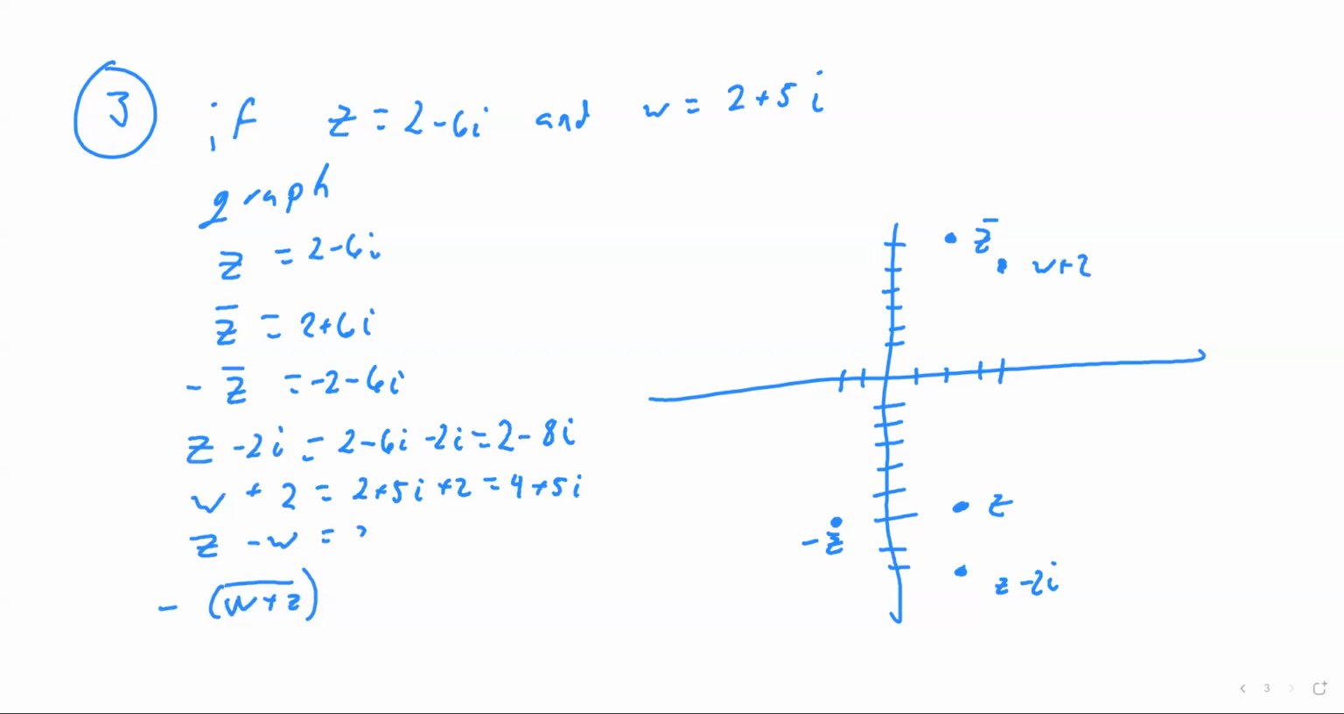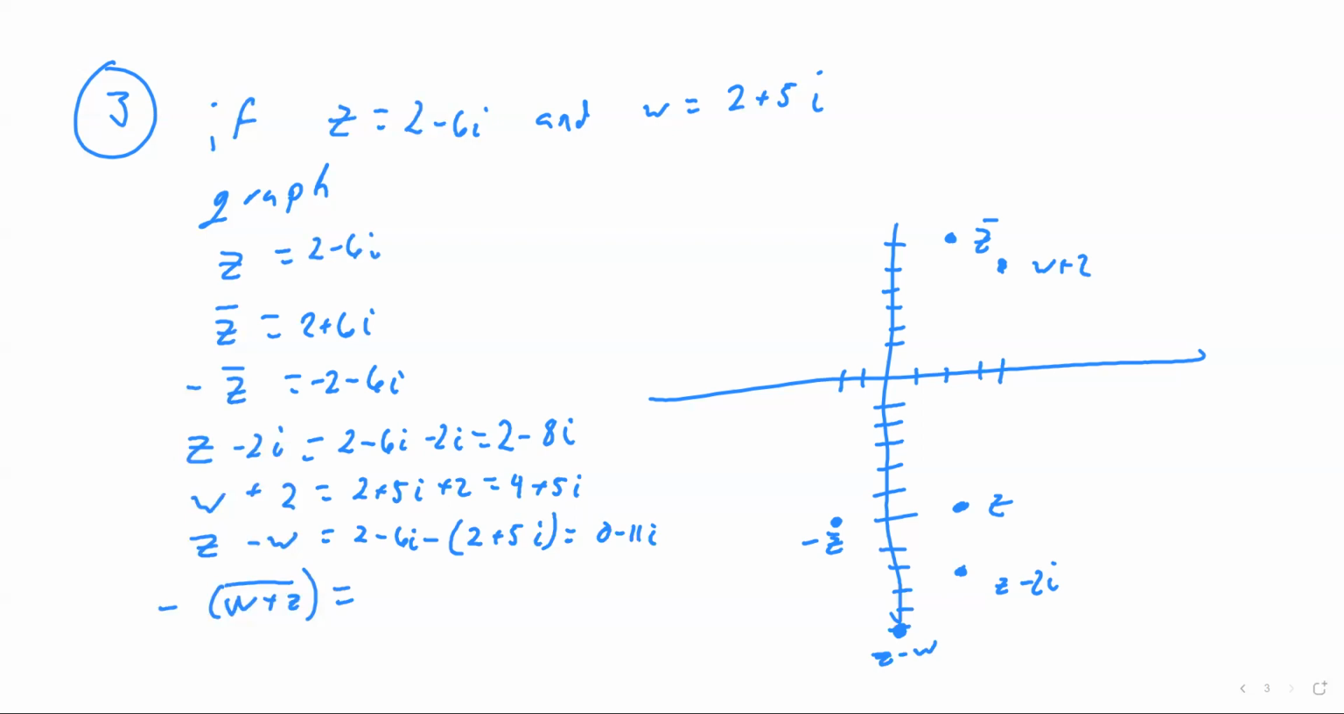z minus w is 2 minus 6i minus parentheses 2 plus 5i. Make sure you put that second letter in parentheses so that when you're doing the math, this is 2 minus 2. What's 2 minus 2? 0. And then this is negative 6 minus a positive 5i. What's that give me? Negative 11i. So that's basically just going to be 0 and then negative 11. So 1, 2, 9, 10, 11. So about right there would be z minus w.